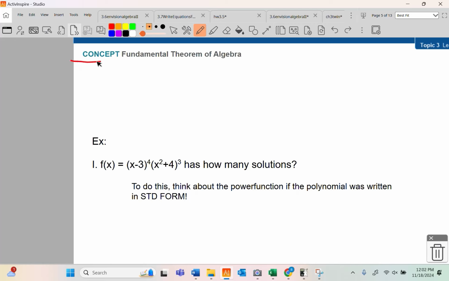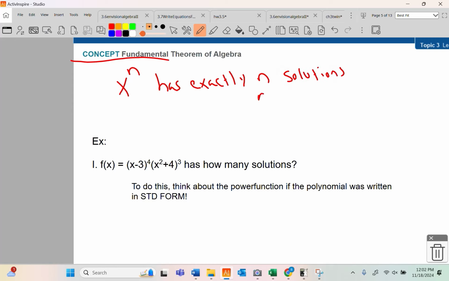All right. Here's the next concept, the fundamental theorem of algebra. Fundamental theorem of algebra basically says that x to the n has exactly n solutions, real or complex.